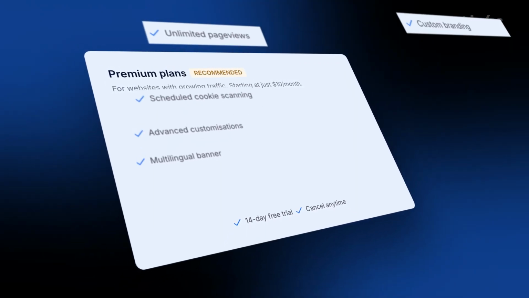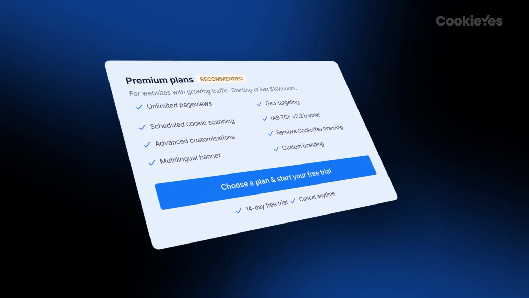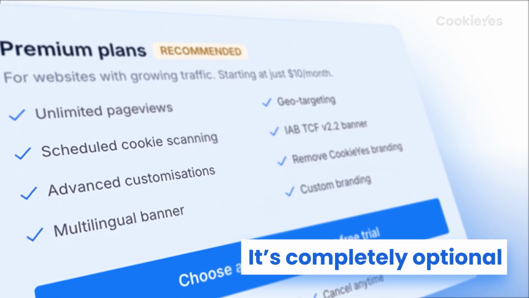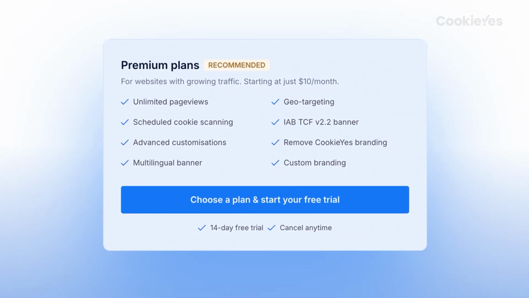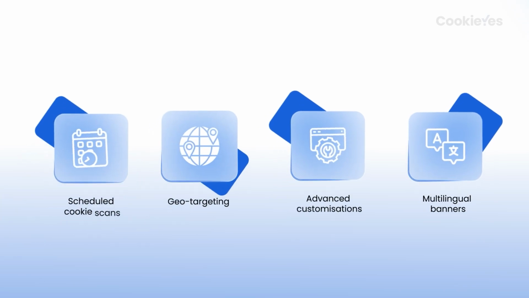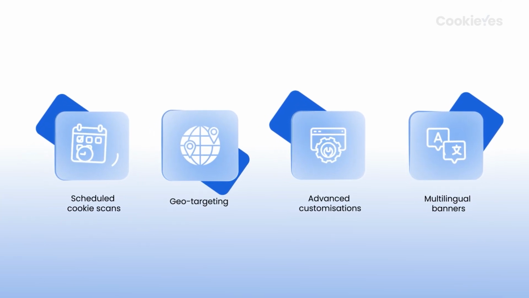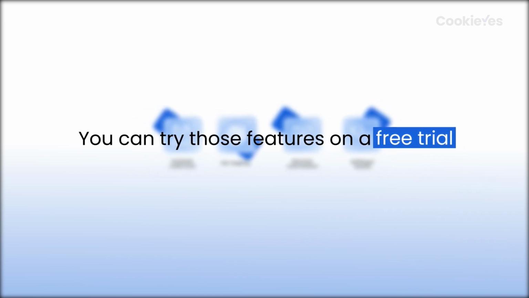You'll also see a premium trial option here. It's completely optional, but helpful if you ever want CookieYes to automate more for you, like scheduled cookie scans, geo-targeting, advanced customizations, and multilingual banners. You can try those features on a free trial.